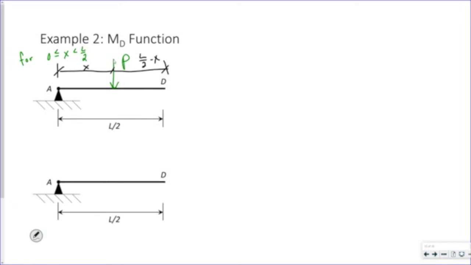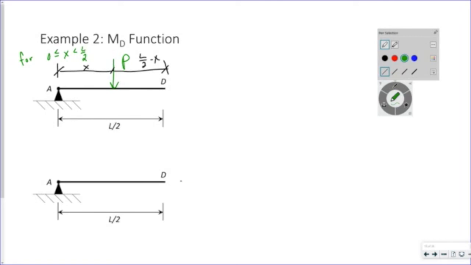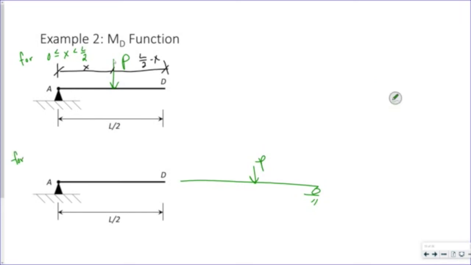Or if my P is somewhere on the second half of that beam, right? If I look at my first scenario, I have my vertical reaction at A and my moment at D.